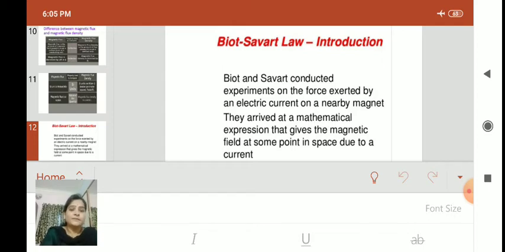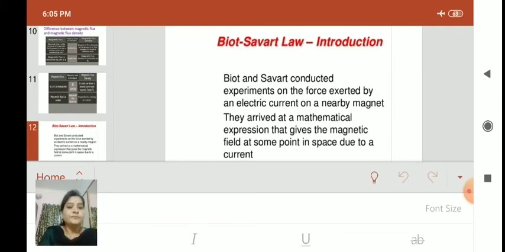So what is Biot-Savart law? Biot and Savart conducted a series of experiments on the force exerted by an electric current on a nearby magnet, and they arrived at a mathematical expression that gives the magnetic field at some point in space due to current. According to Biot-Savart, they conducted many experiments and found the magnetic field at some point in space due to a current carrying conductor.